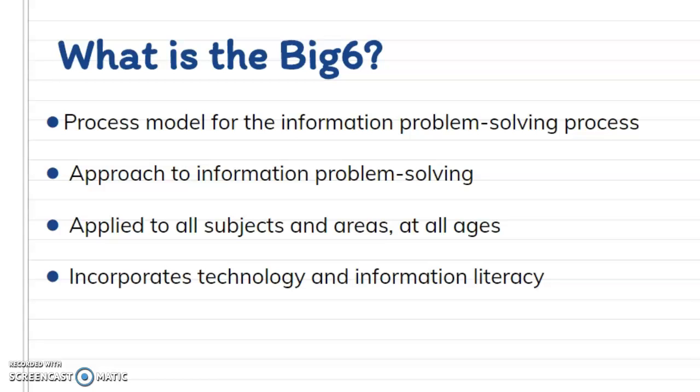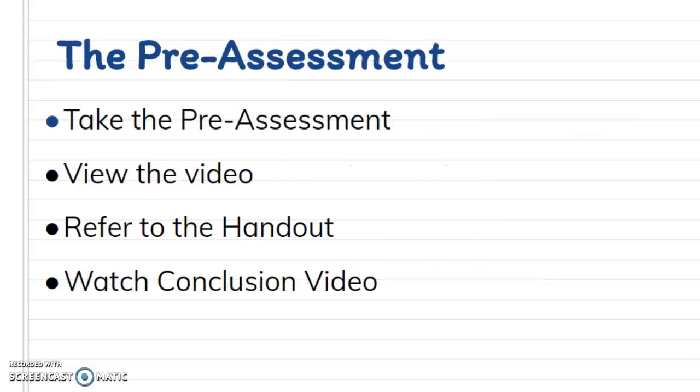What is also important about the Big 6 is that it incorporates technology and information literacy, or your ability to understand and interpret information. So in summary, the Big 6 is a way to go through the research process that uses information literacy skills to solve information problems.